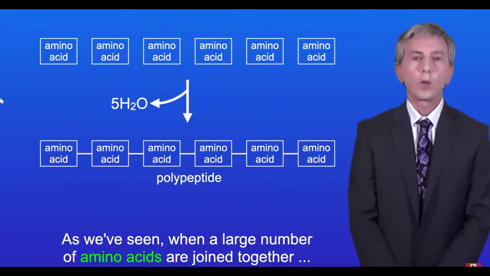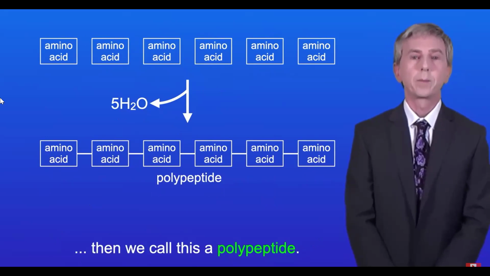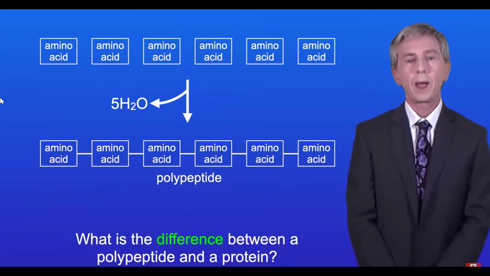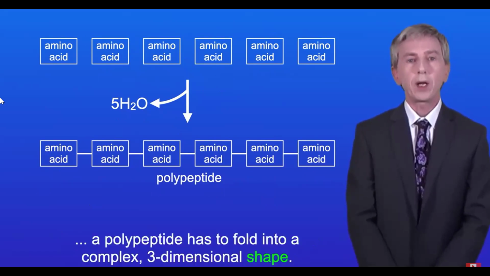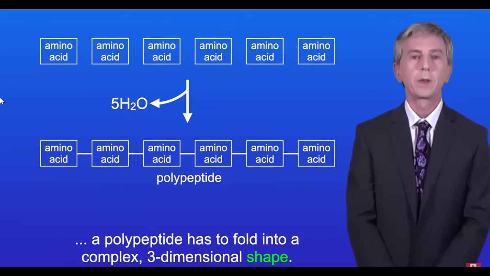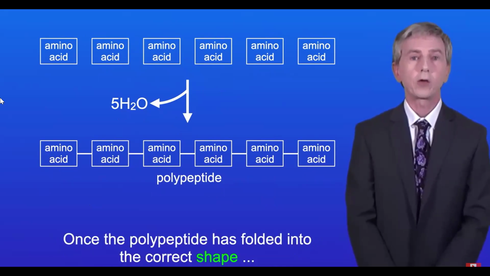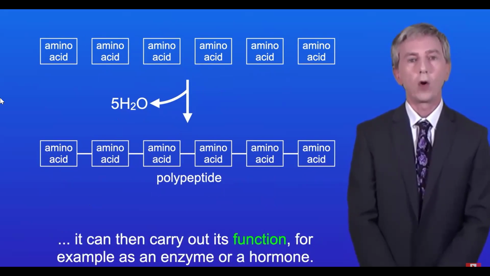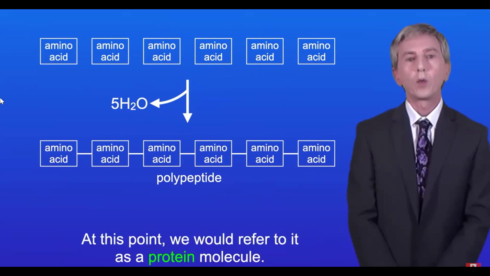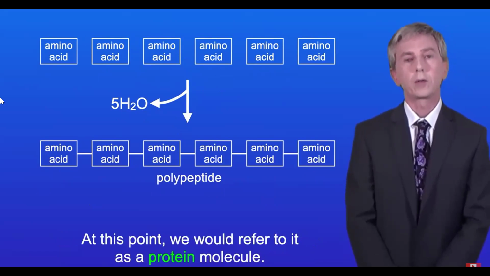As we've seen, when a large number of amino acids are joined together, then we call this a polypeptide. So what's the difference between a polypeptide and a protein? In order to be classed as a protein, a polypeptide has to fold into a complex three-dimensional shape. Once the polypeptide is folded into the correct shape, it can then carry out its function, for example as an enzyme or a hormone. And at this point, we'd refer to it as a protein molecule.